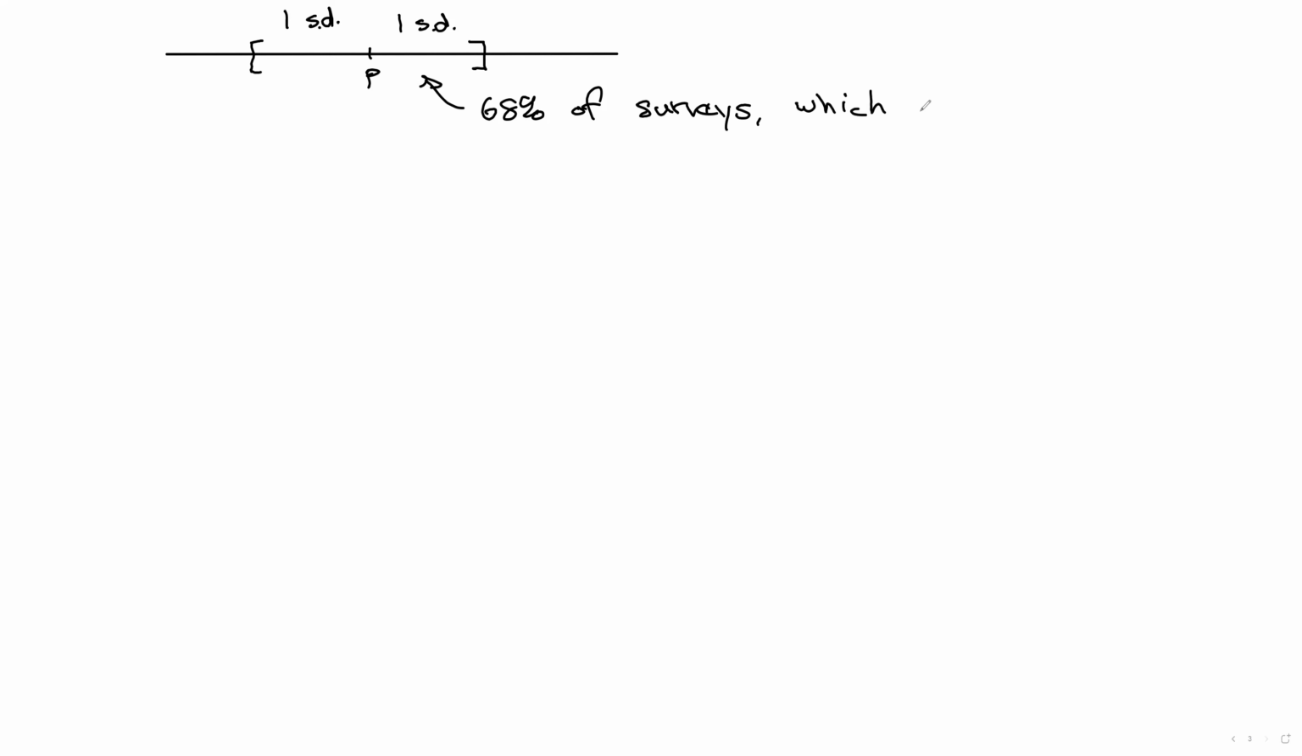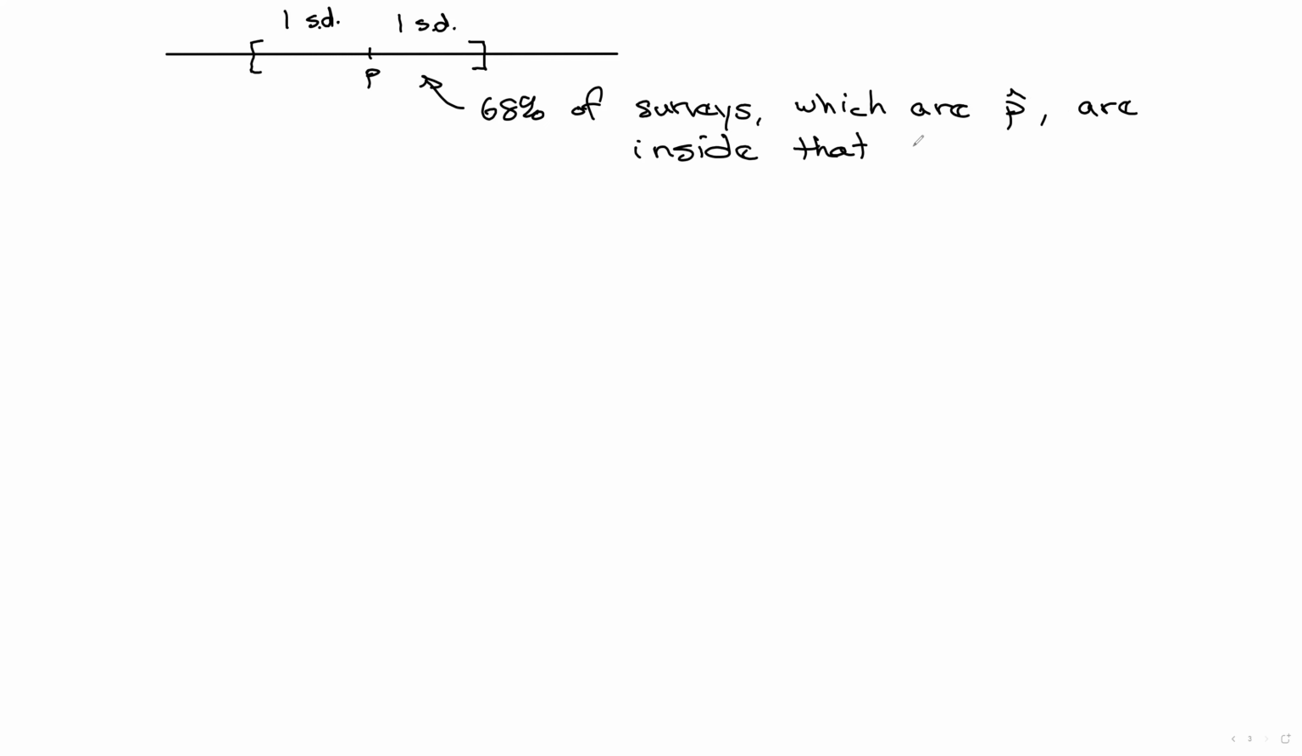So I drew a visual. I don't know if this visual is strictly necessary. It's kind of a rehash of what I just drew up there. But the idea is that if we've got P and we go out one standard deviation, actually, let me make those a little bit bigger. So if we go one standard deviation or standard error, same thing, in each direction, then 68% of the time, if you do a survey, your survey result is going to be in that interval. So I guess we'll do it on this side. 68% of surveys, which we denote with p hat, are inside that interval.